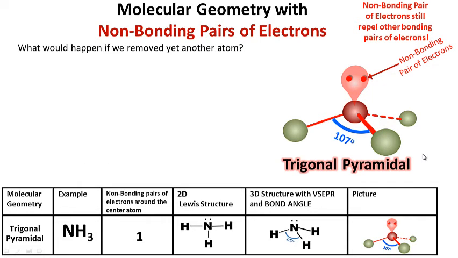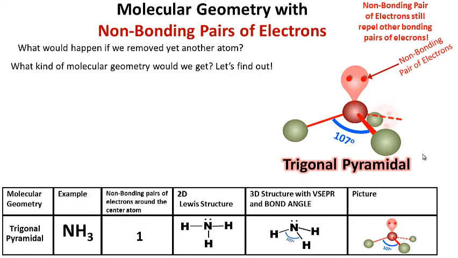But what would happen if we removed yet another atom? What kind of molecular geometry would we get? Well, let's find out here. So we got rid of another atom.